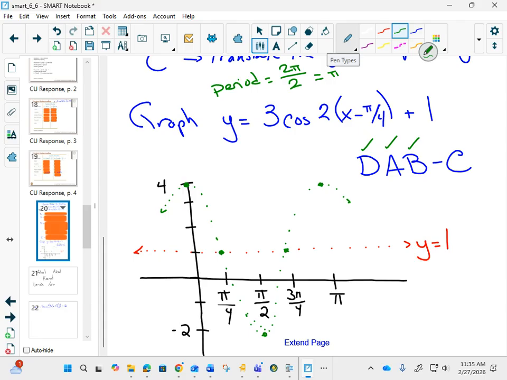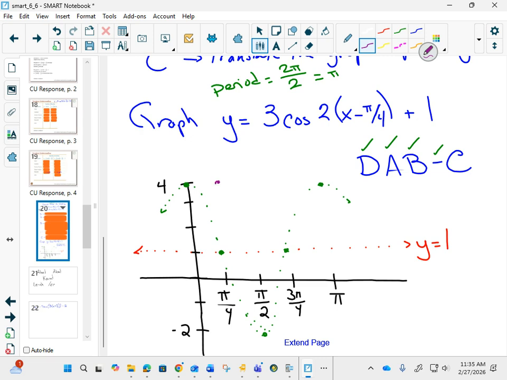That is the dash part of DABC. And finally, we have the shift. The shift says minus pi over 4, that's pi over 4 to the right. We take each of these points that we have, and pi over 4 to the right is pi over 4 is labeled. So you see it would be 1 section to the right.